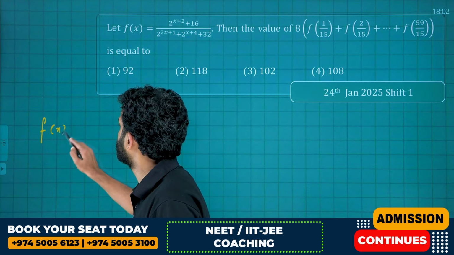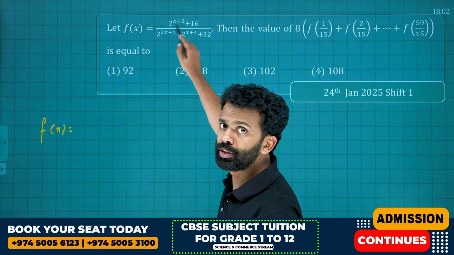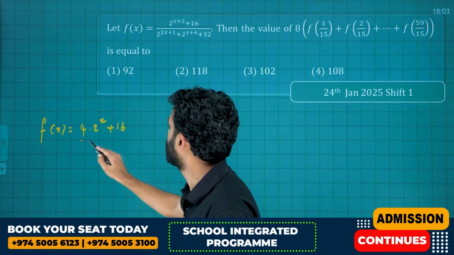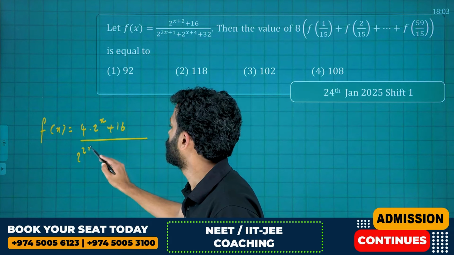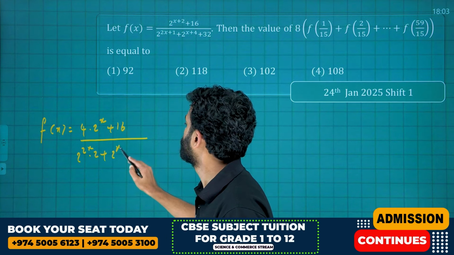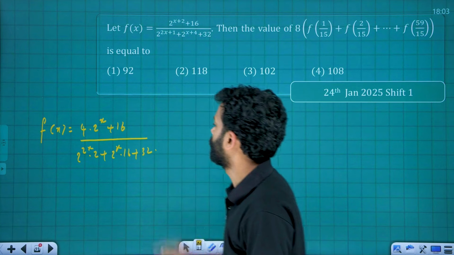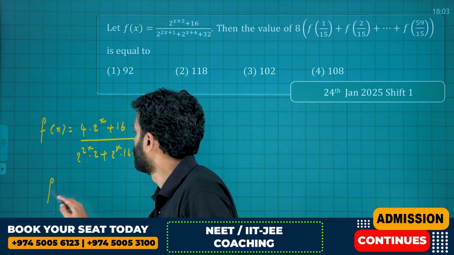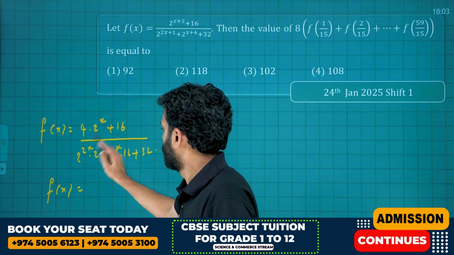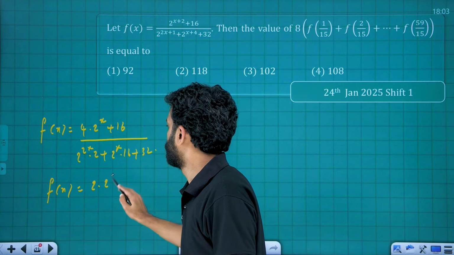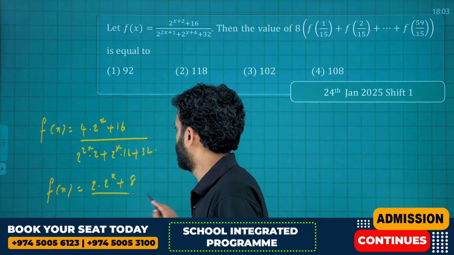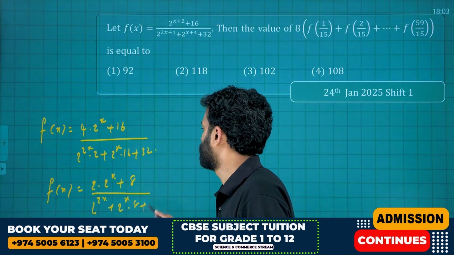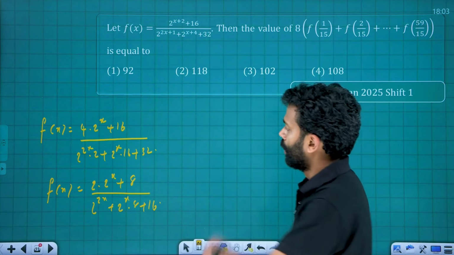F of x is equal to, this can be written as 2 raised to x into 2 square, that is 4 into 2 raised to x plus 16 divided by 2 raised to 2x into 2 plus 2 raised to x into 16 plus 32. Okay, just cancel 2 from the numerator and denominator and you will get f of x is equal to 2 into 2 raised to x plus 8 divided by 2 raised to 2x plus 2 raised to x into 8 plus 16. Okay.